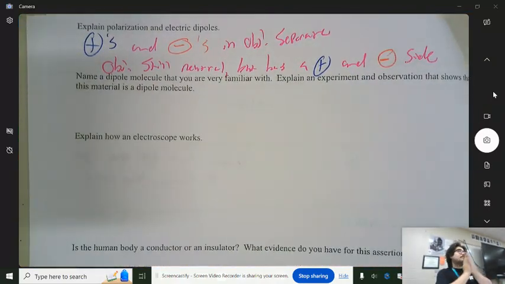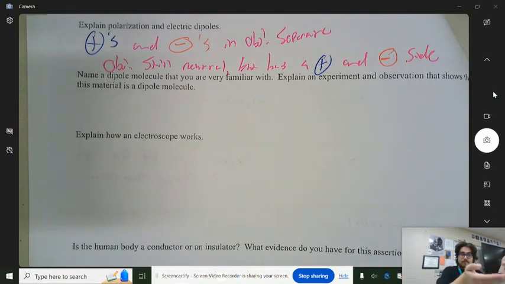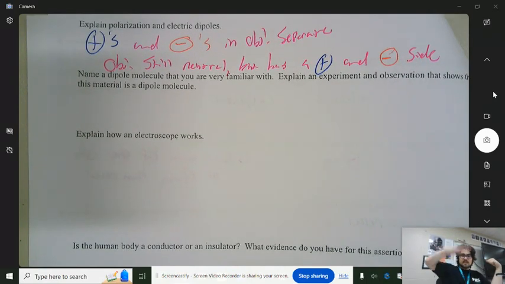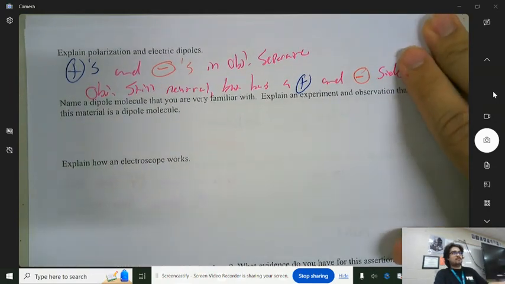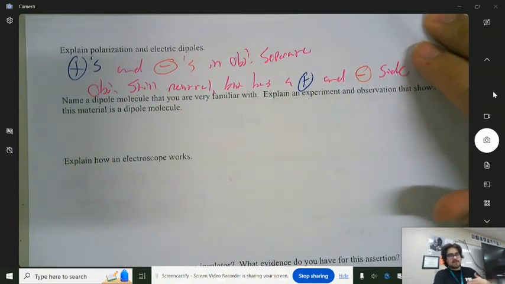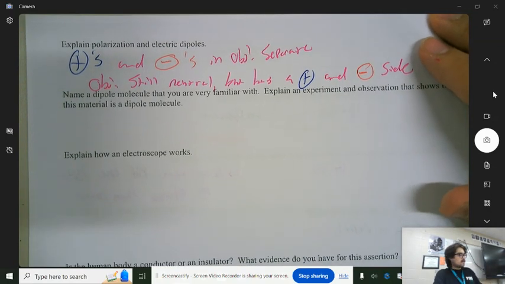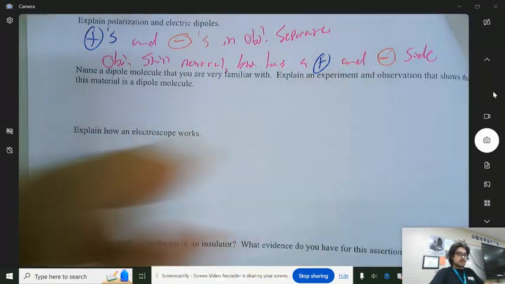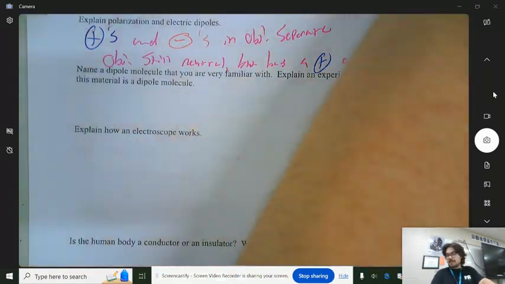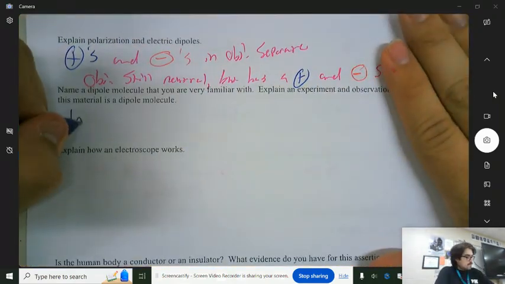For example, on the piece of paper in the balloon example that I explained earlier, the side of the paper facing the balloon would be positively charged, and the opposite side would be negatively charged. There's a dipole molecule that you're really familiar with, whether you know it or not. You probably learned this in chemistry, but it's water.